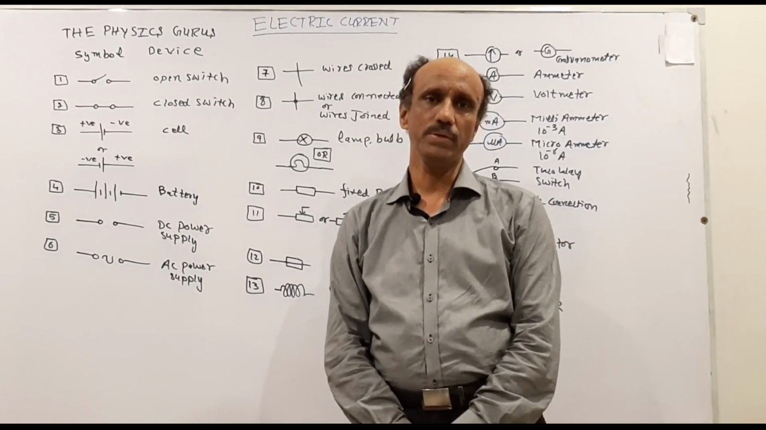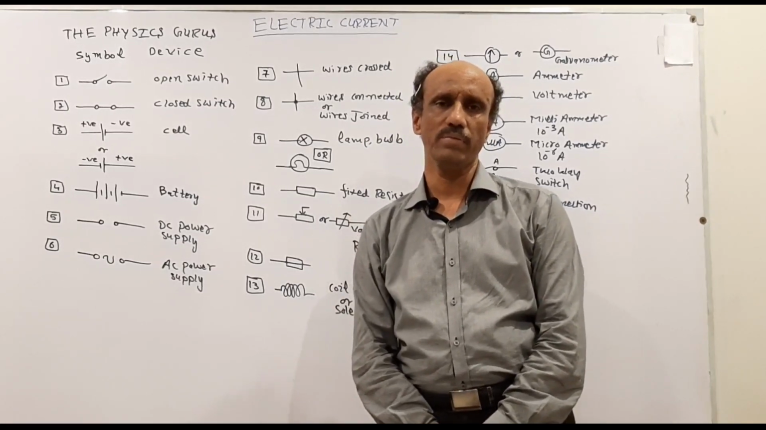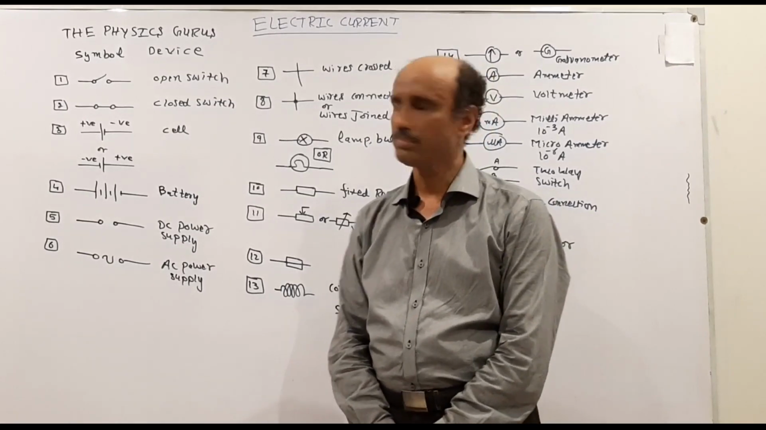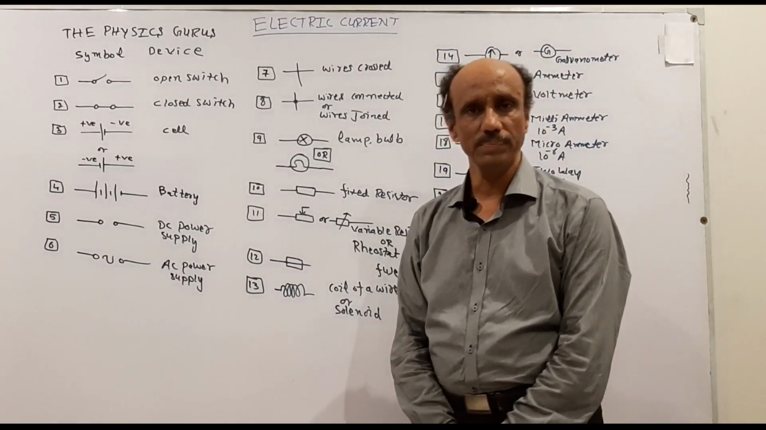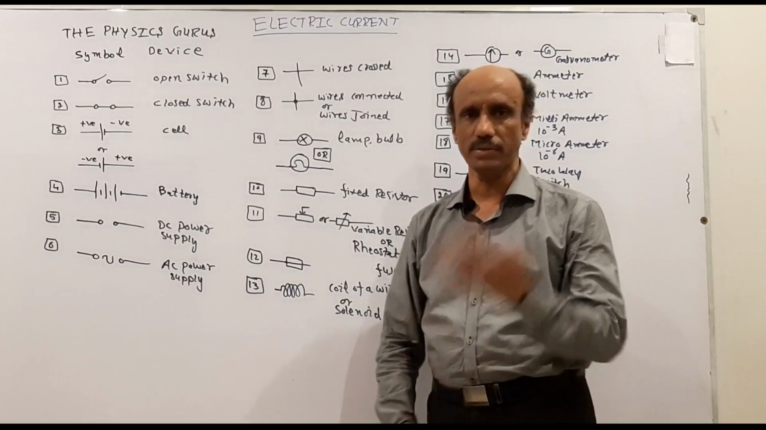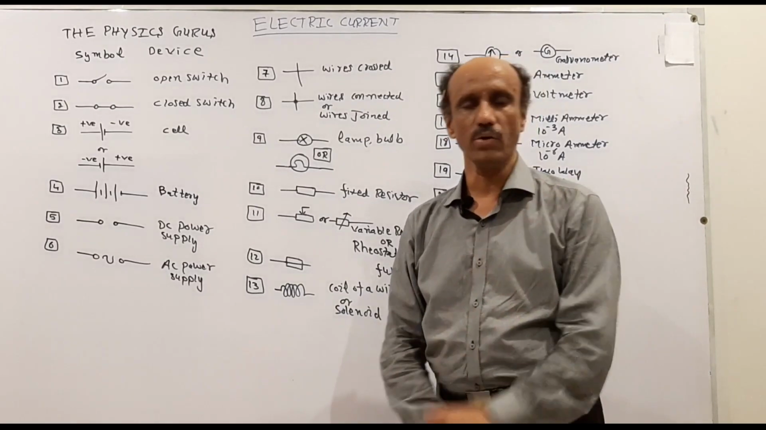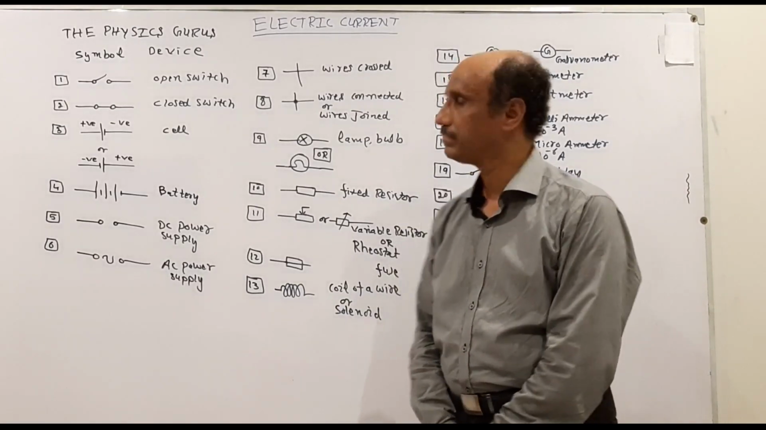Today we will continue our previous topic for the O-Level Physics 5054, the electric circuits. Last time, in lecture number 1, we discussed what is meant by current, the unit, and how we can measure the current.